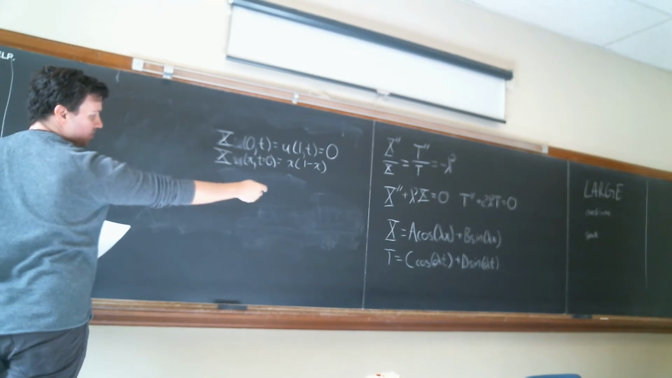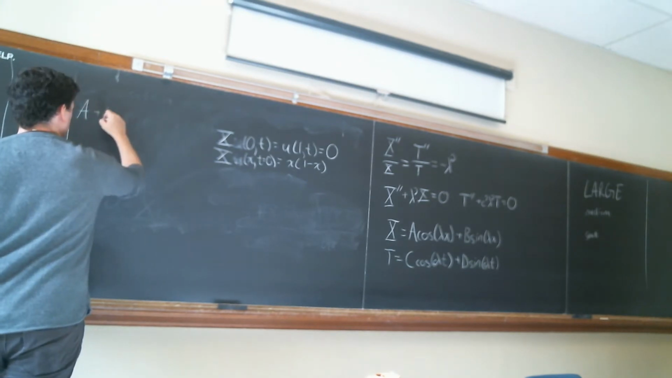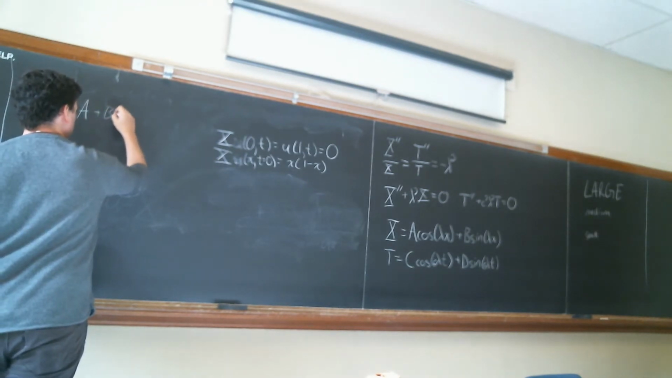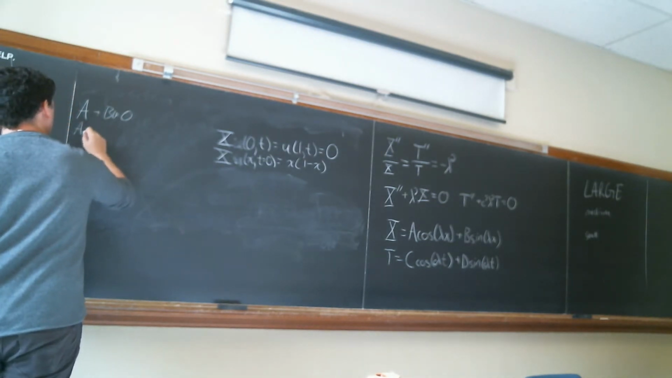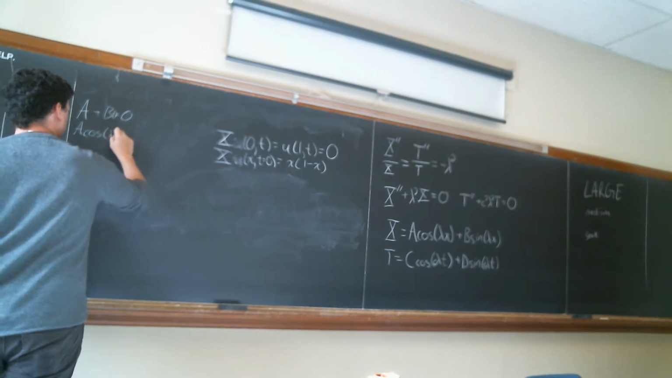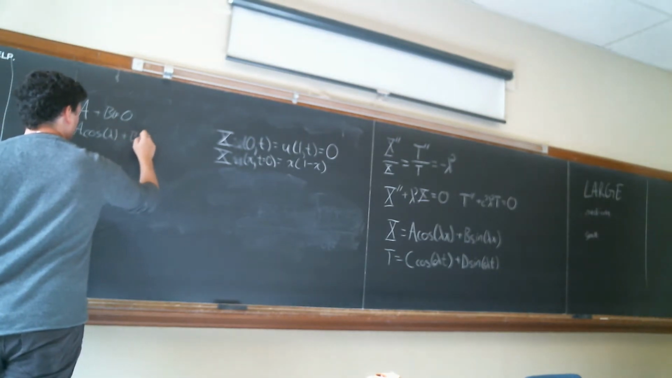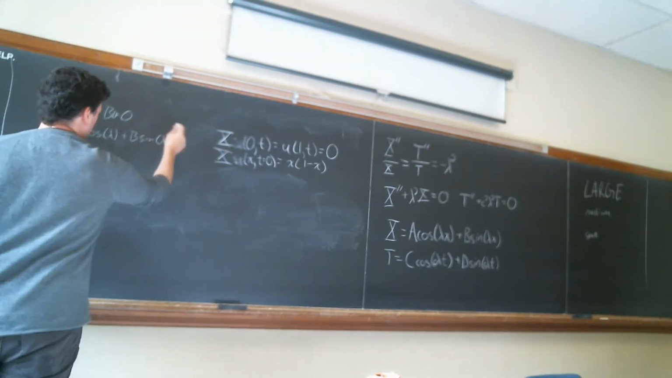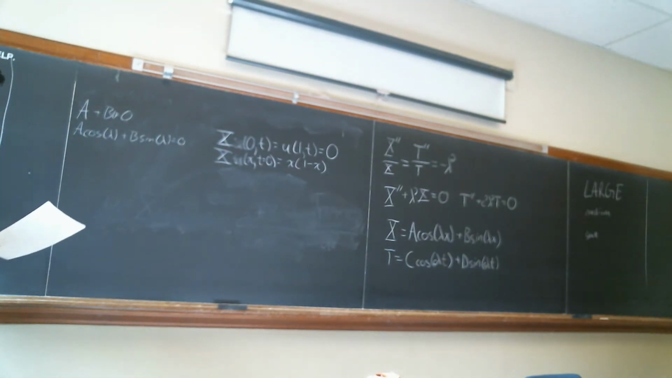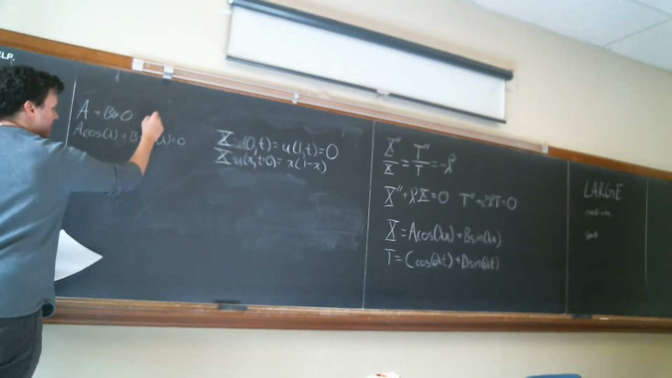So we get what? A, x will be 0, and then we get plus b times 0 equals 0. And then we get what? A cosine of lambda plus b sine of lambda is equal to 0. And that's from those two equations. So from this, right off the bat, we see that a is equal to 0.